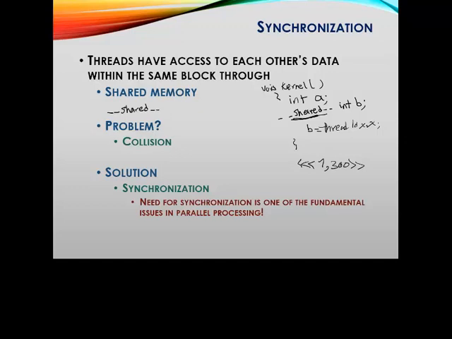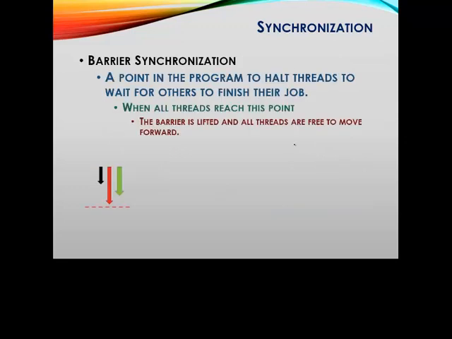Synchronization will be an essential component here. The simplest form that we can synchronize our threads to work and to cooperate is through what we call a barrier synchronization. You can specify a point in the program for all the threads to halt and wait for others to finish whatever they're doing, to reach that point in code, and then to start from that point all together again.